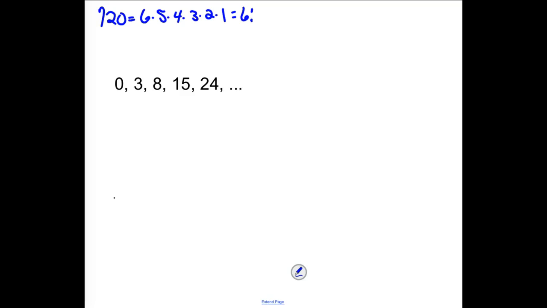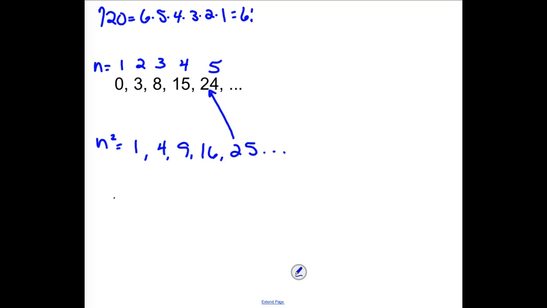All right, our next example, again, if we are writing an explicit rule, we have to relate it to the position the number's in. Okay? Looking at the numbers 0, 3, 8, 15, 24, the pattern that I see here is I'm almost at n squared. If I list my perfect squares, I have 1, 4, 9, 16, 25, etc. Well, these numbers are just 1 less than that. So my rule would be I'm going to take my n value and square it, and then I'm just going to reduce it by 1.